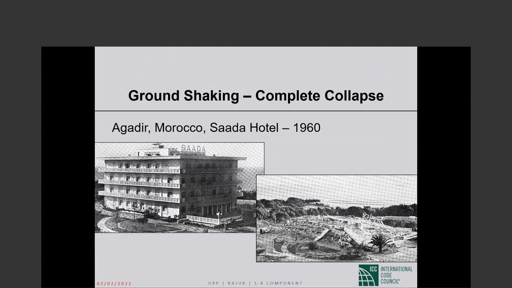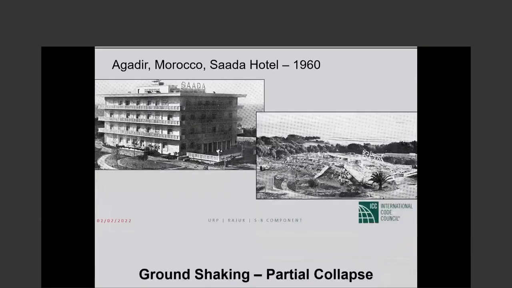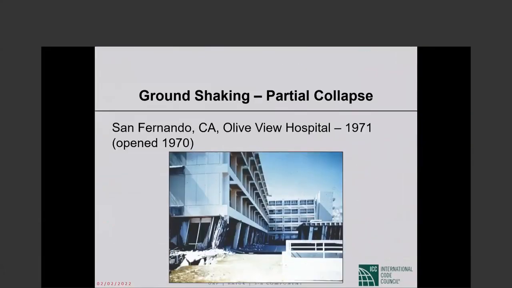Anyhow, so this is Agadir, Morocco, 1960, a hotel that you can obviously see has completely collapsed in the 1960 Morocco earthquake. This is a famous picture, 1971 San Fernando earthquake in the Los Angeles area, the hills north of Los Angeles.